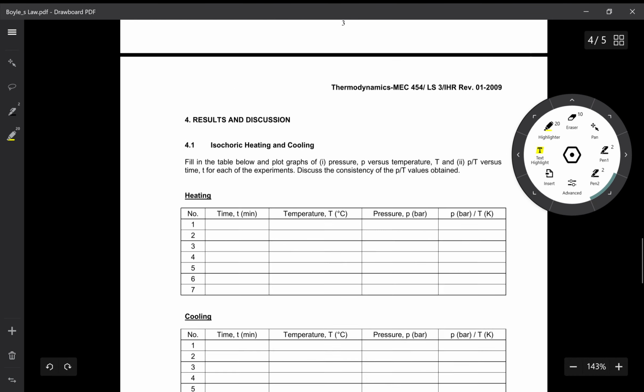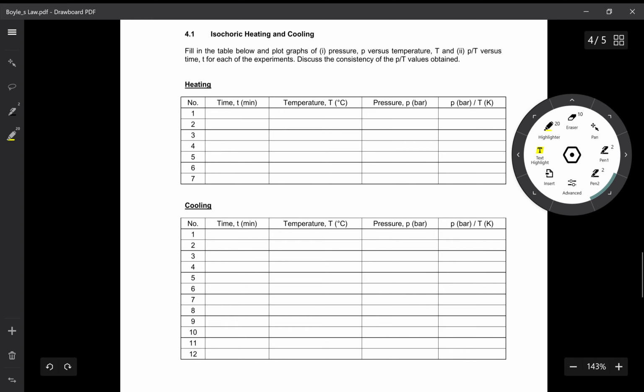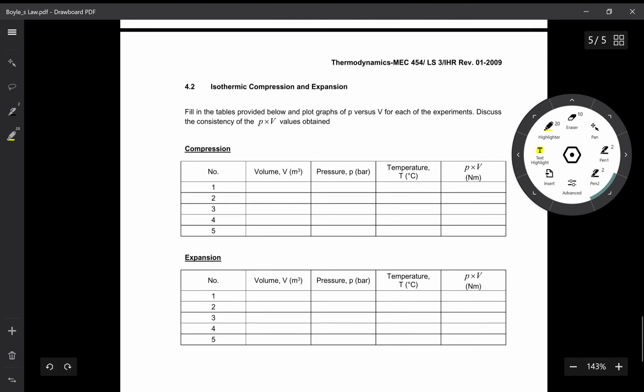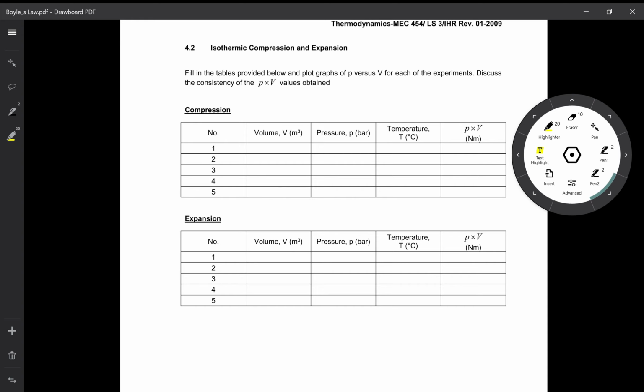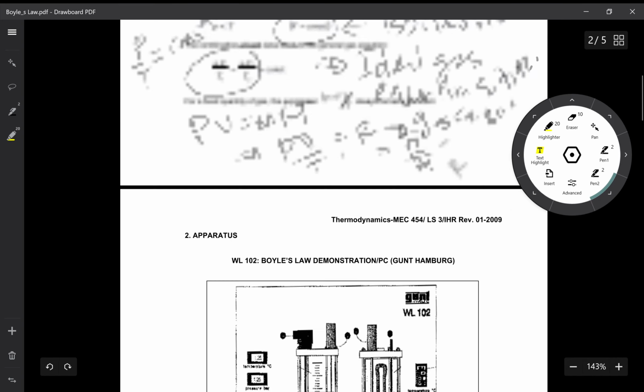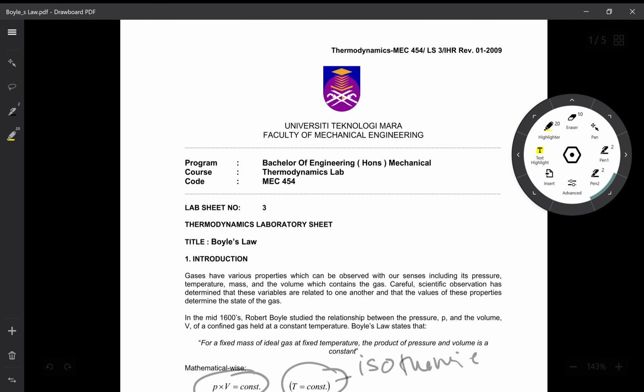The results for the heating and cooling you are going to put in here, and the results for isothermic compression and expansion are available in here. So I think that's all for the theoretical perspective of Boyle's law.